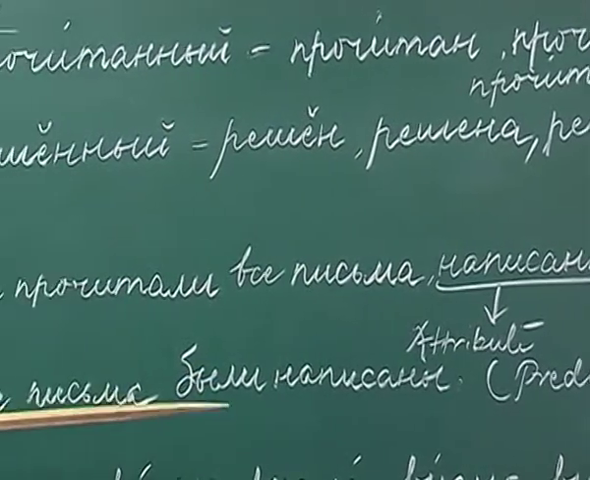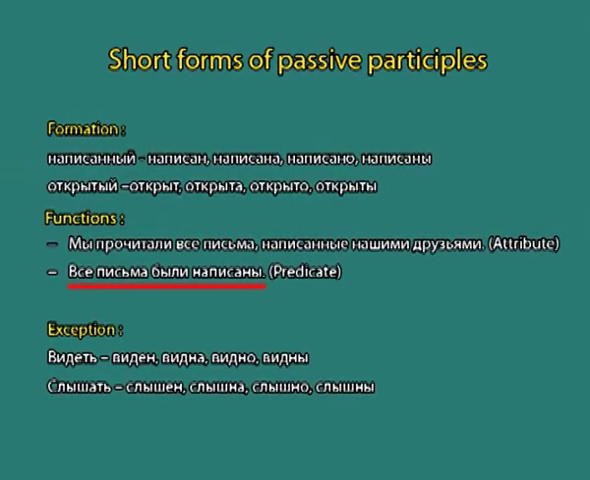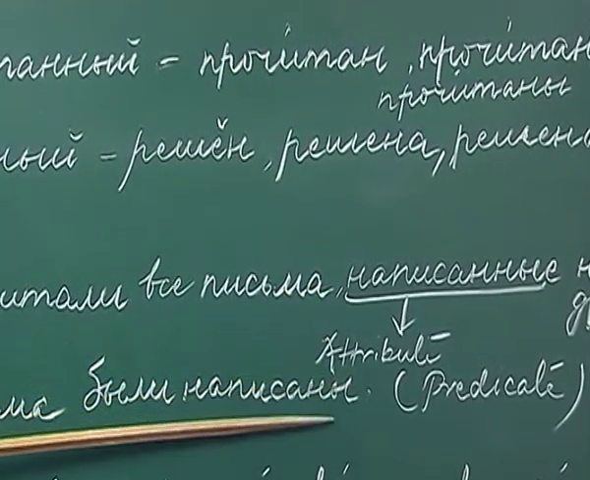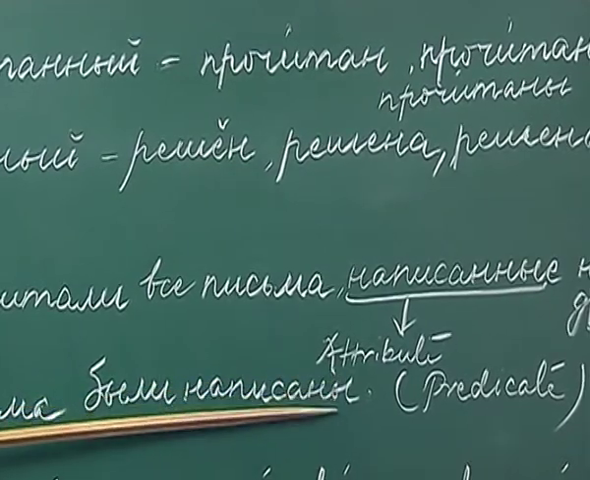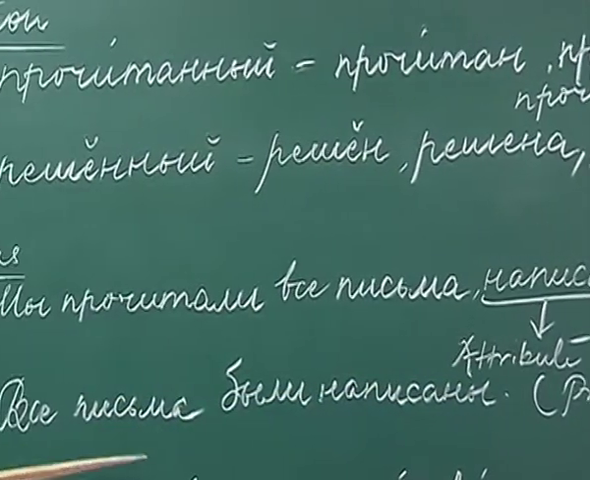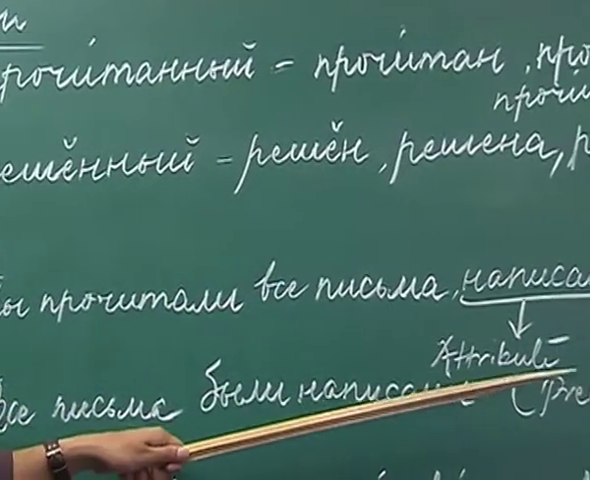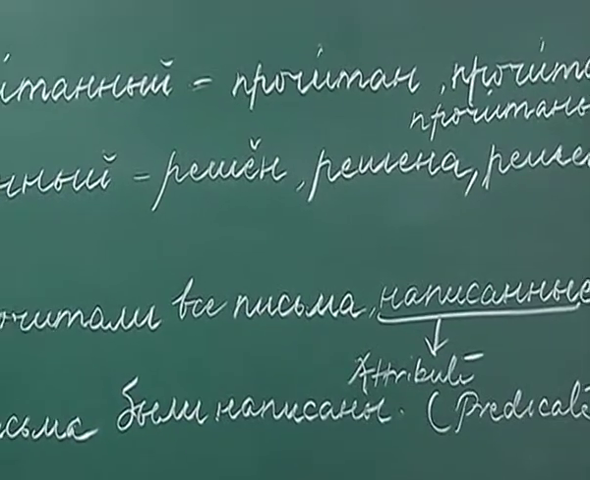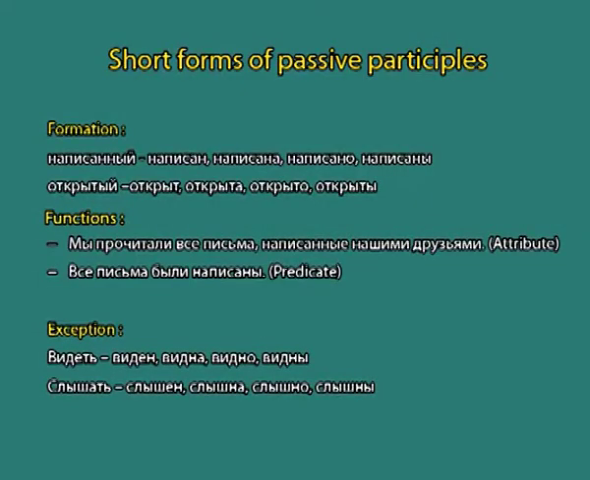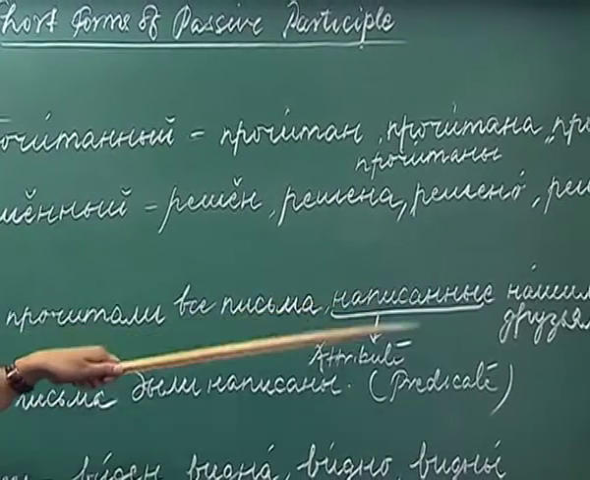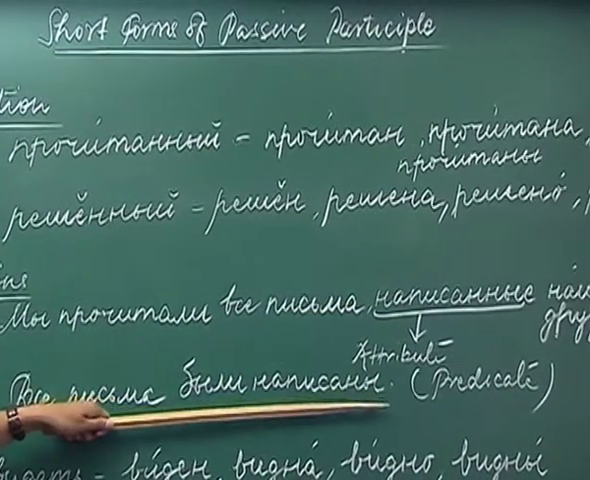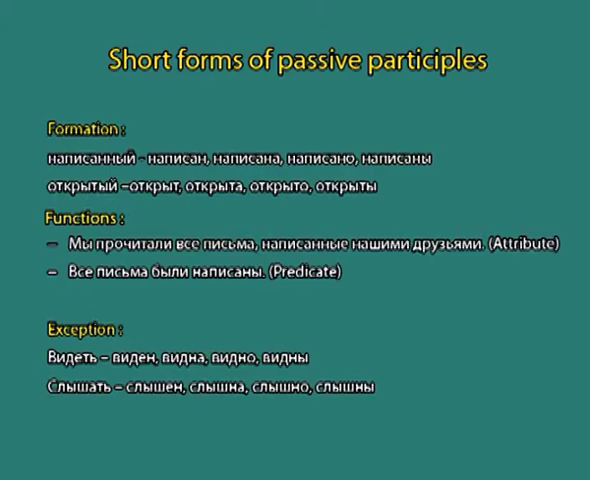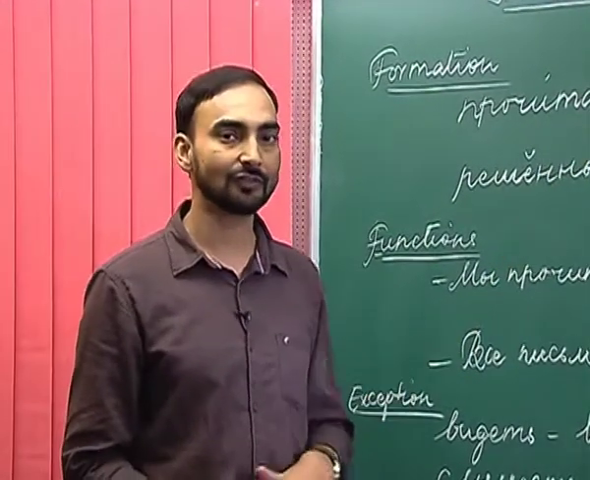Now, let us move on to the next sentence. Se pisma bali napisanni. So, all the letters were written, but here when we use the short form, it is not qualifying any noun here, but it is functioning as a predicate. So, this is the difference between the grammatical functions they perform. Full form of passive participles functions as attributes, whereas the short forms they function as predicate. So, this was about the functions of short forms and full forms.